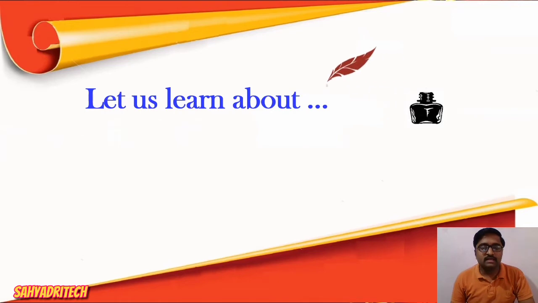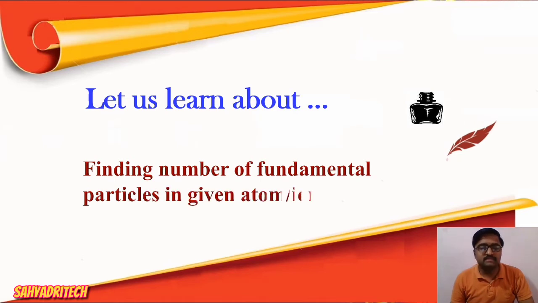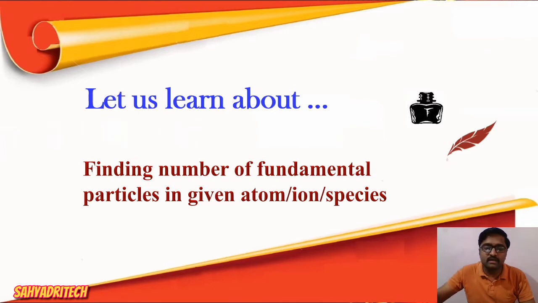that is, finding the number of fundamental particles present. It may be in an atom, an ion, or any chemical species. So we know about fundamental particles. What are fundamental particles? As I said, that is proton, electron, and neutron. All three particles together are called fundamental particles.